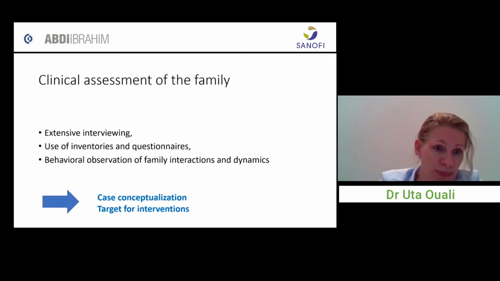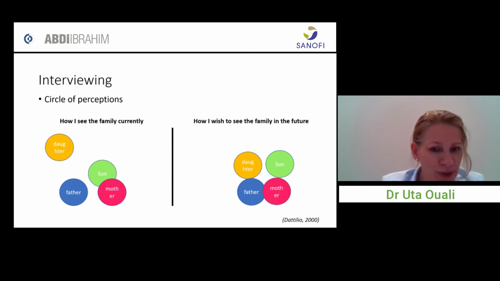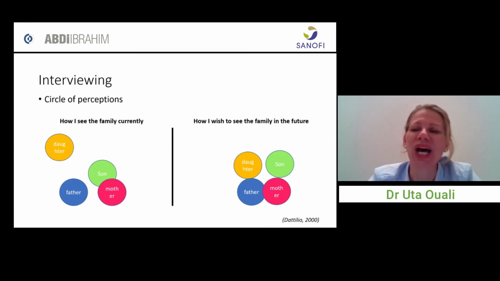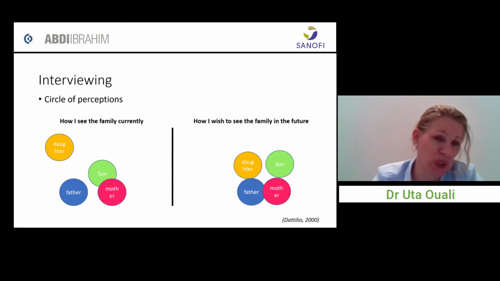There are three important ways to do this clinical assessment: first of all extensive interviewing, then the use of inventories and questionnaires, and lastly, the behavioral observation of family interaction and dynamics. Taking together these three assessment forms, a case conceptualization will be possible, which then will define the targets for intervention. Concerning interviewing, I'm just going to give one interesting technique, which is proposed by Datilio, and this form of interviewing is called the circle of perceptions.